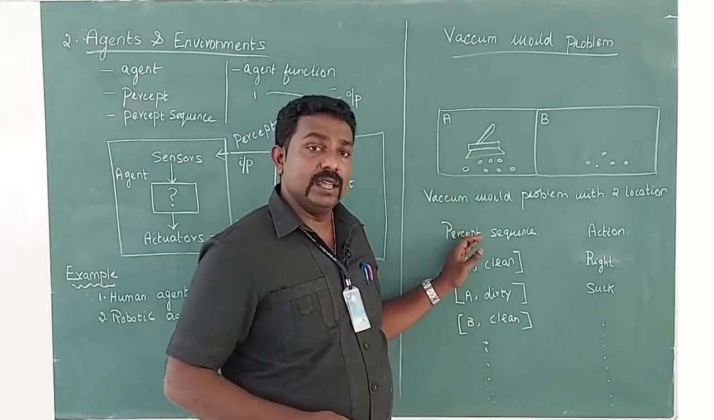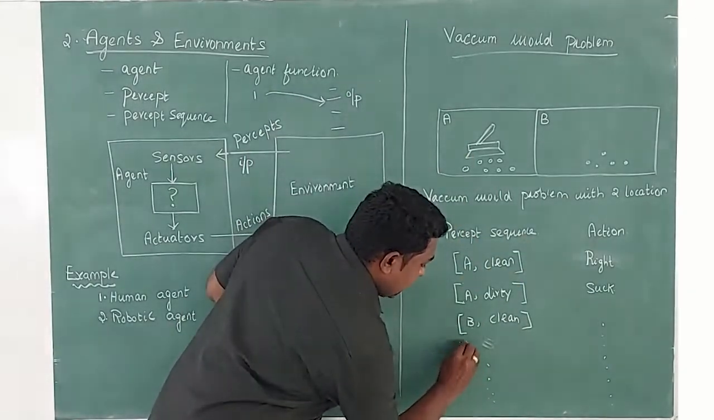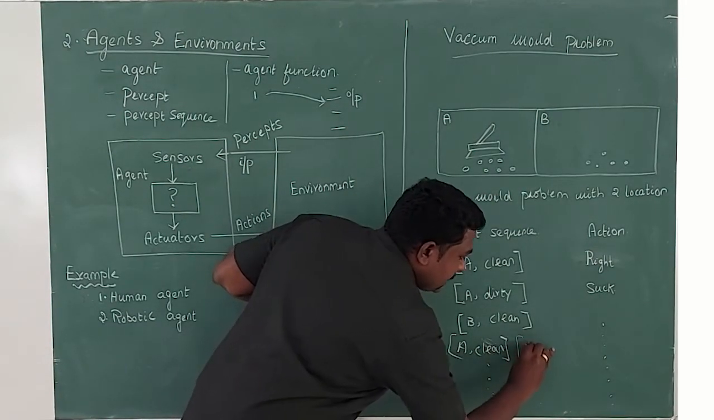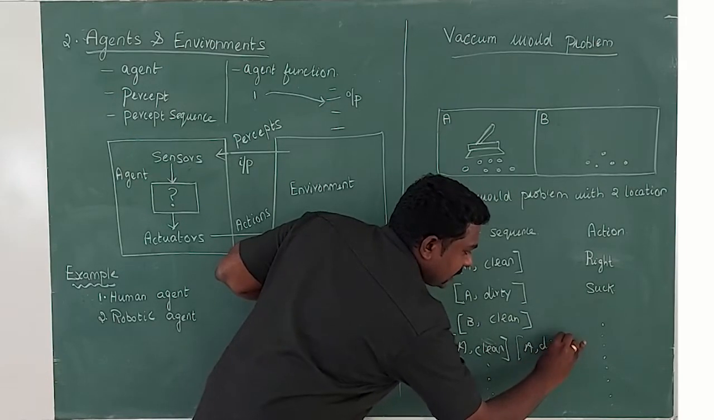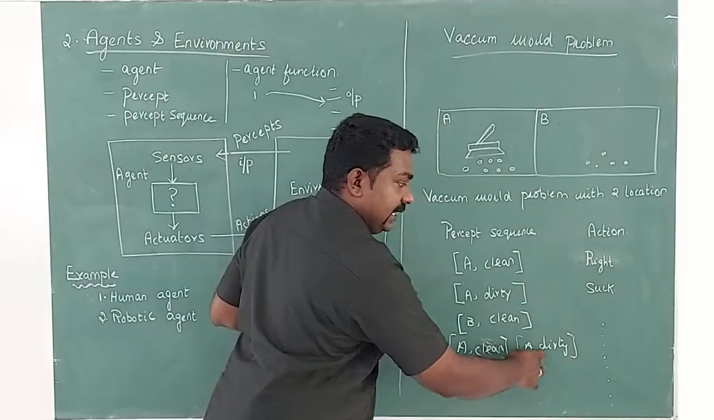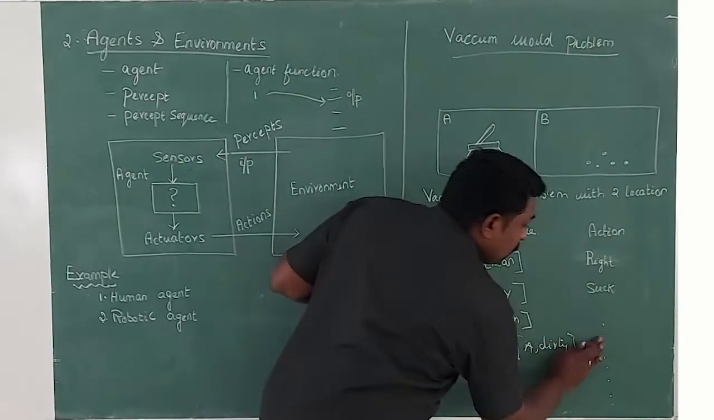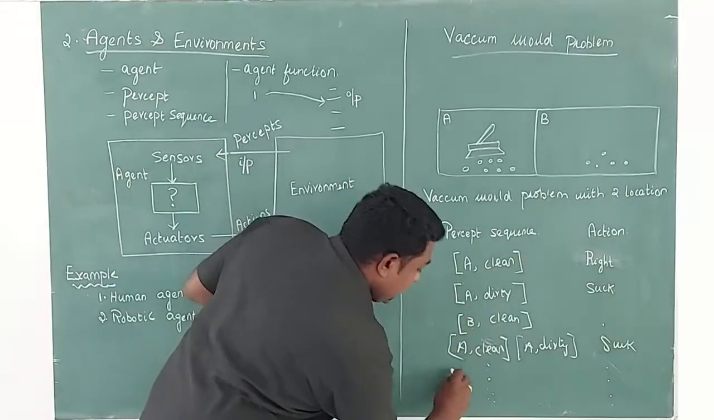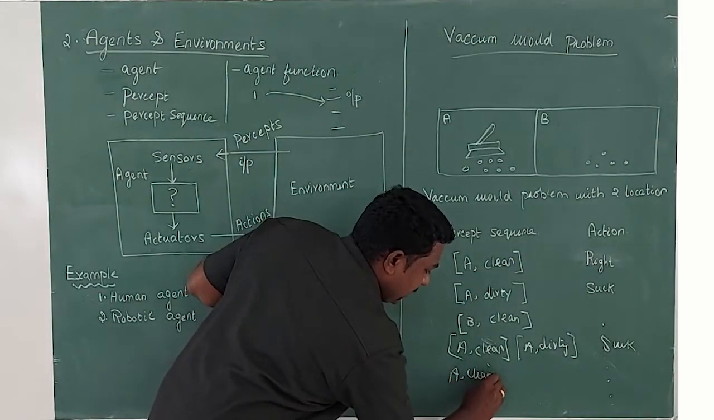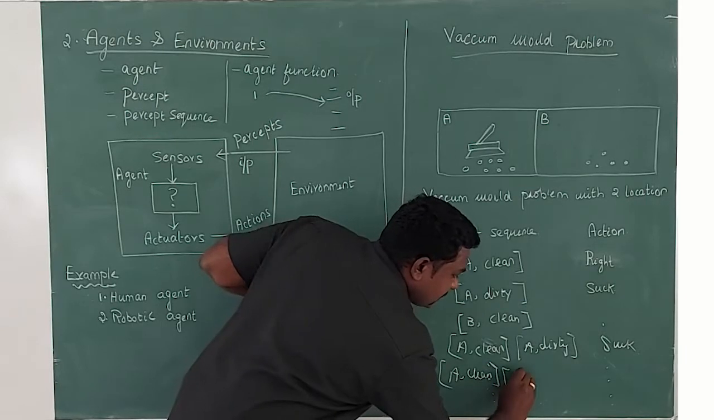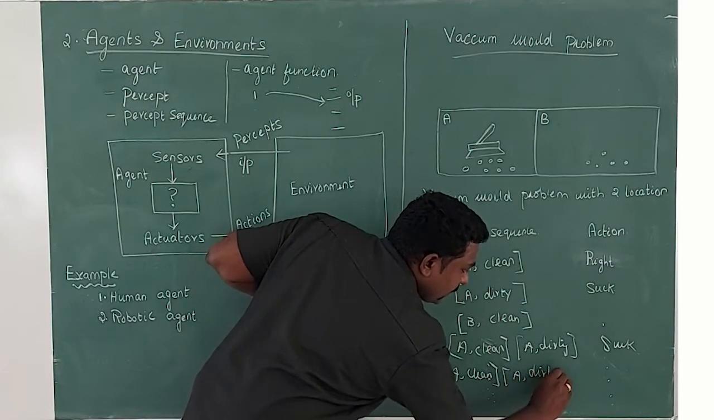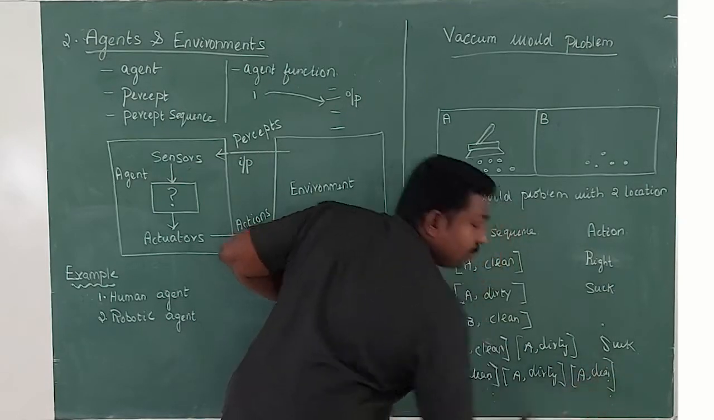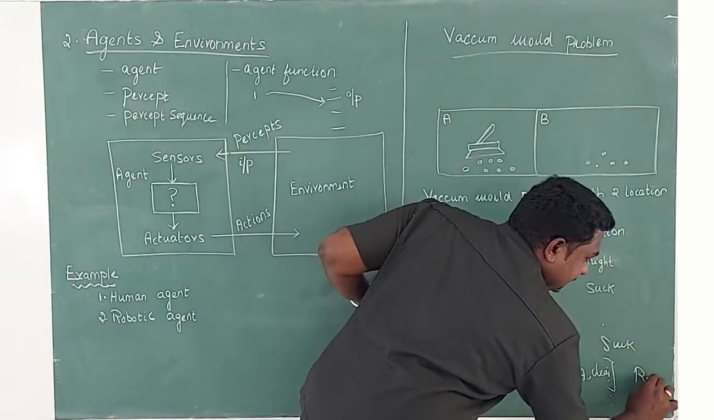Initially the room is clean, so maybe you can write it like this: A is clean. Now A is dirty. Initially it was clean, now it is dirty, so what do you have to do? You have to clean. Again, this input may change. A was clean initially, then A was dirty, now again A is clean. So what do you have to do? You have to move to the right-hand side.